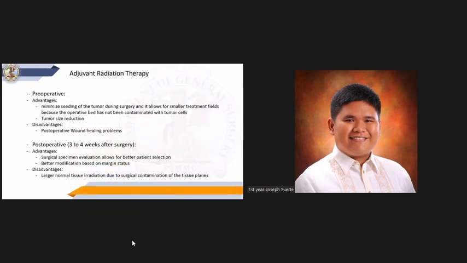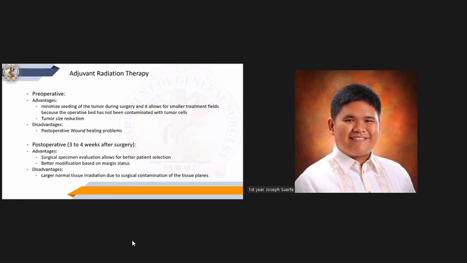So adjuvant radiation therapy, we have our preoperative and our postoperative radiation therapy. So the advantages of our preoperative includes to minimize seeding of the tumor during surgery. So it allows for smaller treatment field since the operative bed has not been contaminated with tumor cells. So there is tumor size reduction. But the disadvantage is we have postoperative wound healing problems.